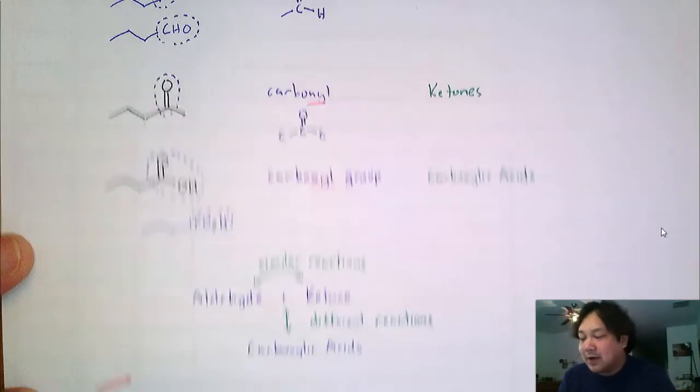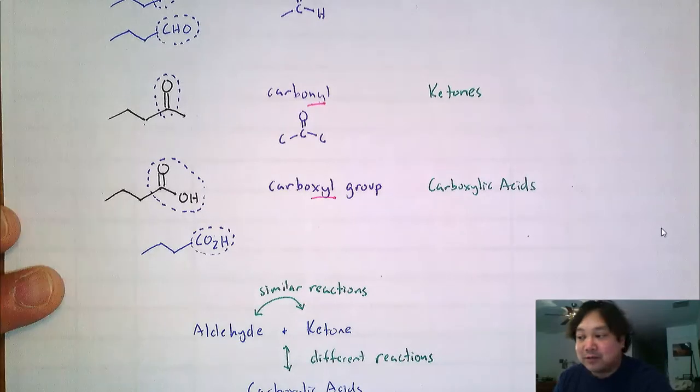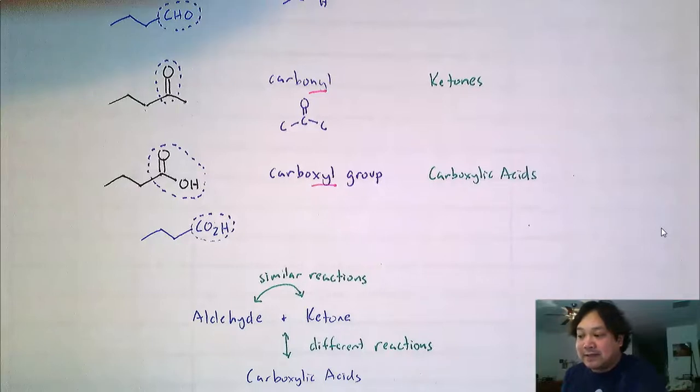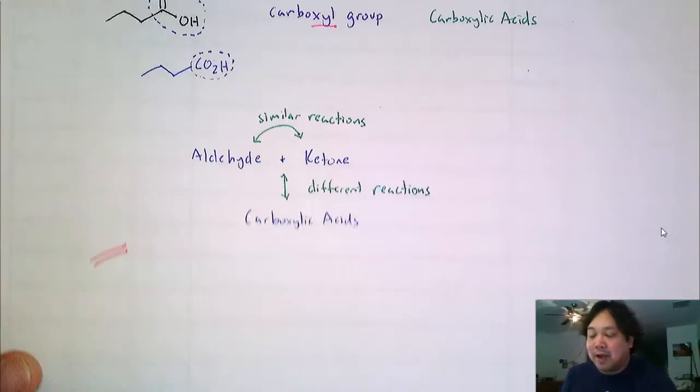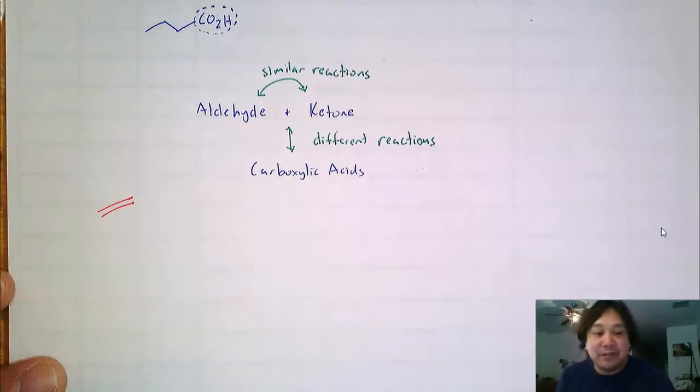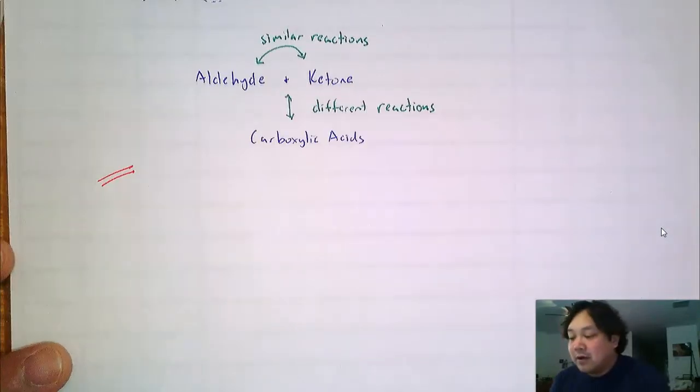You notice that none of our molecules have nitrogen, but nitrogen is a big player in organic chemistry. It exists in a lot of molecules in biology, in your body, and also in materials. So that's it for the classes of molecules.